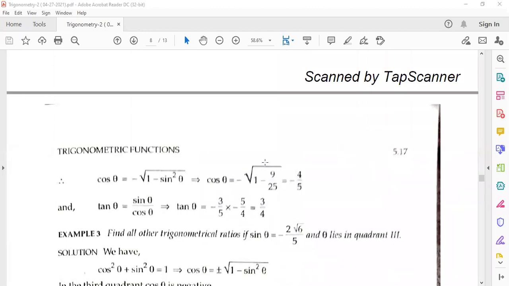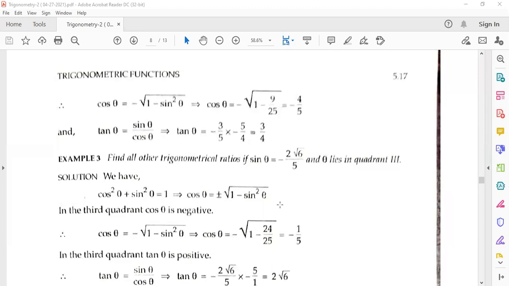So cos theta equals minus root over 1 minus the value of sin theta, which was given as minus 3 by 5. So that is 9 by 25. 25 minus 9, that is 16 by 25. Under root, it is 4 by 5 and the minus is from here. Now again tan theta equals sin theta by cos theta, minus 3 by 5 into minus 5 by 4. It is coming 3 by 4.